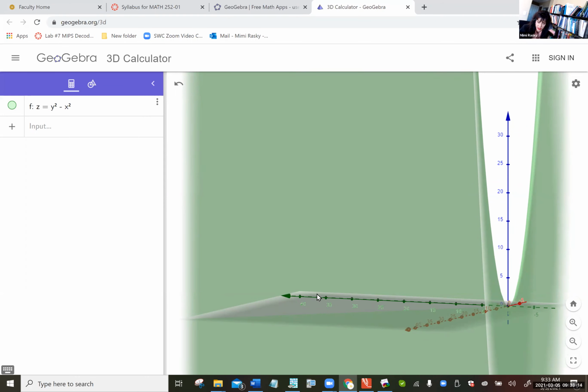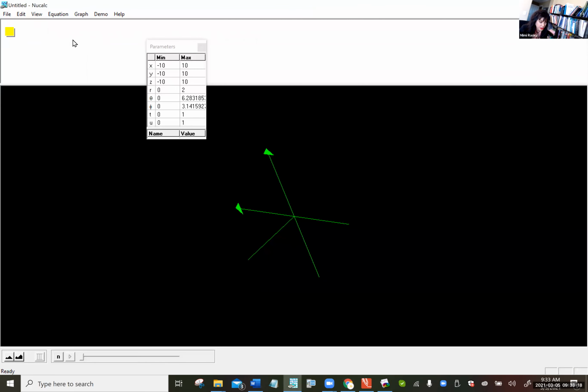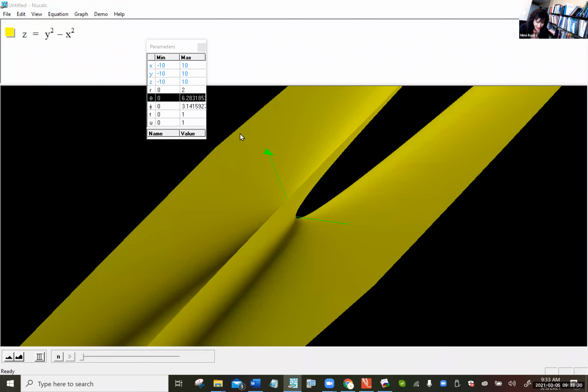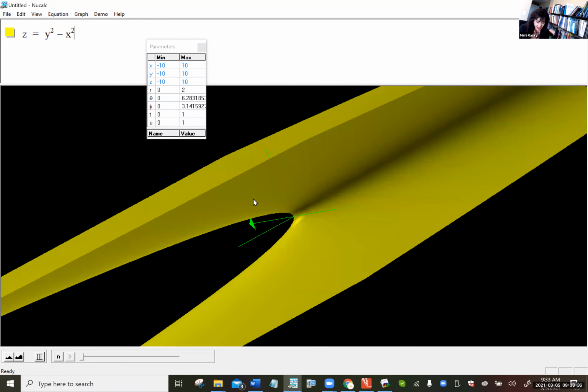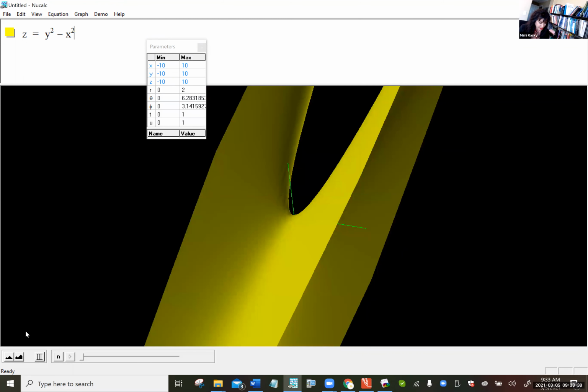So this is GeoGebra. It helps you see some stuff. I'm not real happy with it. I like mine better. I think it does a better job. Okay, so if I graph on my software, let's see. It's a little bit better. I can also rotate it, which is kind of fun. I hope you can see it looks like a horse's saddle. Like if I zoom in on it.